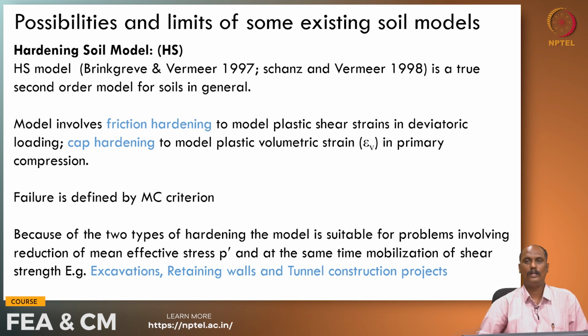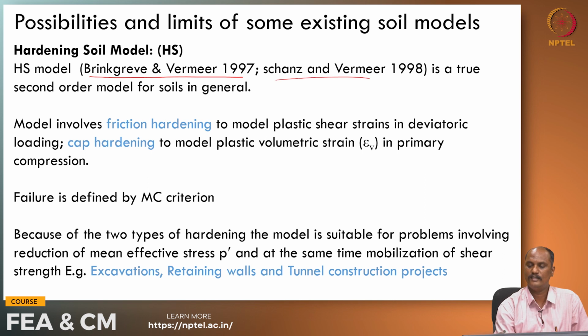So the very next model is called the hardening soil model, HS model. This was discussed in Brinkgrave and Vermeer in 1997, and also in Schanz and Vermeer in 1998. So this is basically a true second order type of model when it comes to soils. All the other types of models, especially the Mohr-Coulomb model, are first order models, whereas this particular model, called the hardening soil model, is a bit more advanced. This is a second order type of model.